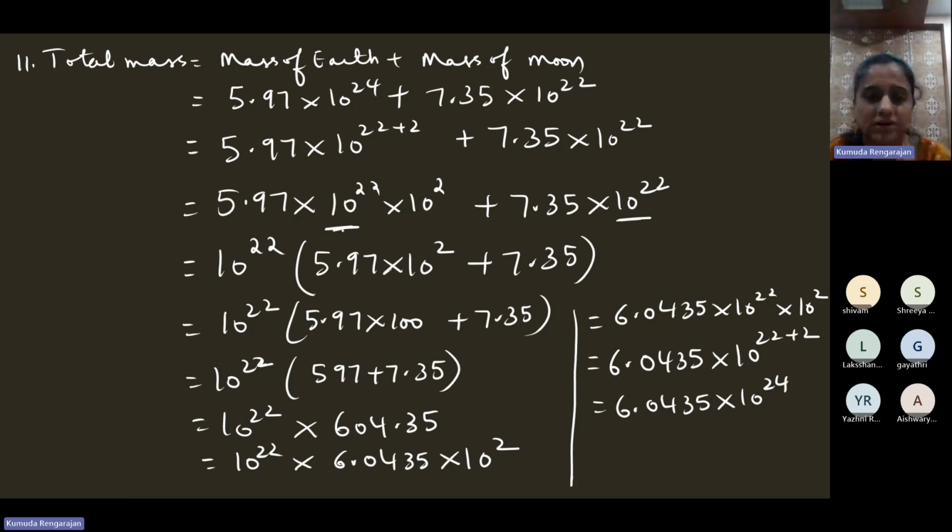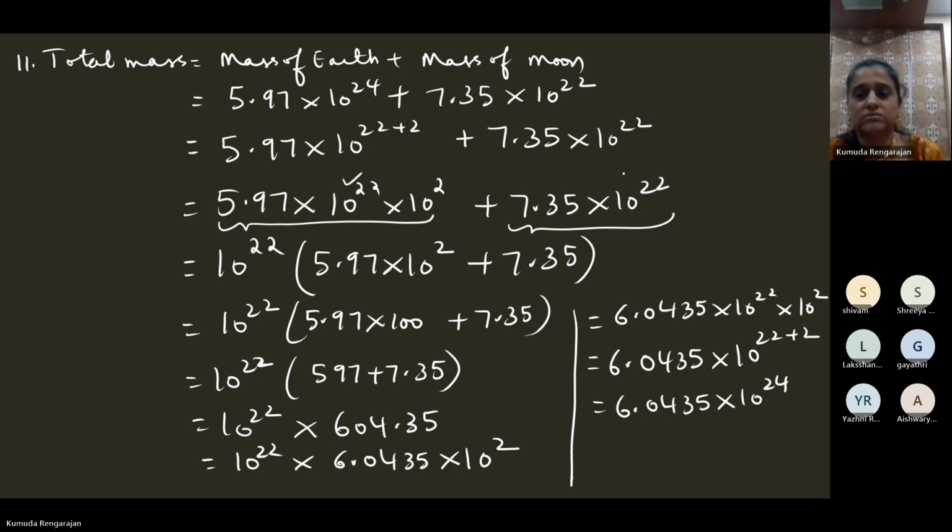And 22 plus 2 means 10 to the power 22 into 10 to the power 2. Now, this is the first expression plus this is the second expression. We have 10 to the power 22 common. Bring it out. Now write the remaining parts in the first and the second expression. So 5.97 into 10 squared plus 7.35. Don't write this 10 to the power 22. That's outside. It's taken out common.